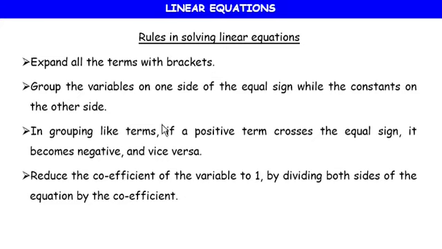Right? Okay, the second thing is that you have to group like terms. You have to group like terms because your aim is to find the value of the variable. As much as possible, you have to make sure that all the variables are grouped at one side, and then all the constants. Now when we say constants, it means ordinary numbers, right?